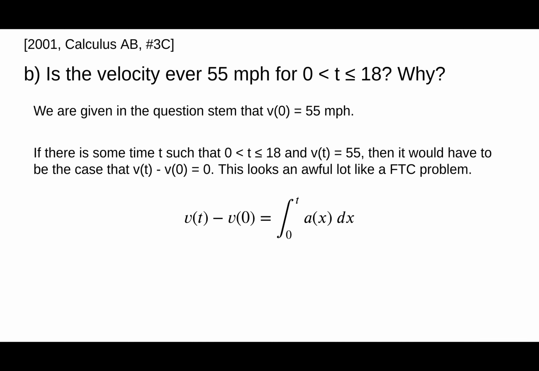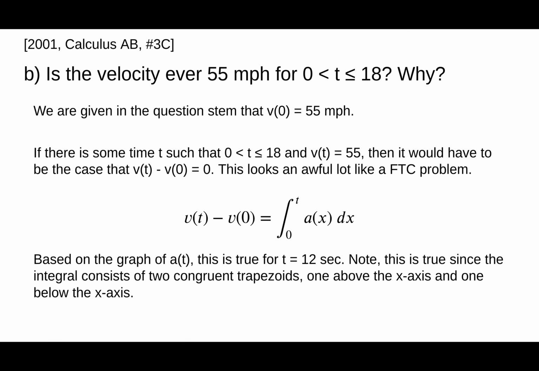Now notice the change in variable here. We are integrating from 0 to some time t, so the variable in our function must be different than t. It doesn't make a lot of sense to have the integral from 0 to t of a of t dt. So we do have to make that change. Be careful about that. Based on the graph provided for a of t, that difference will be 0 when t is 12 seconds.